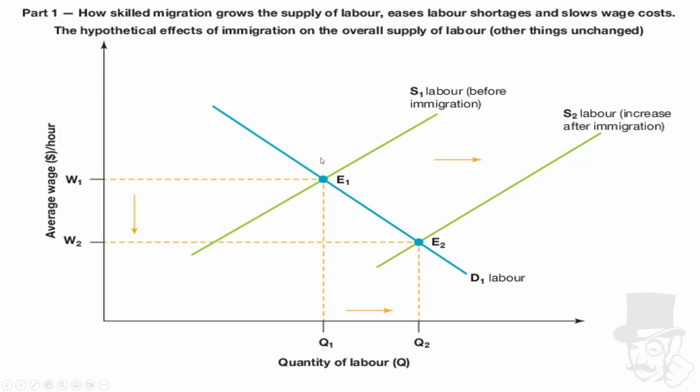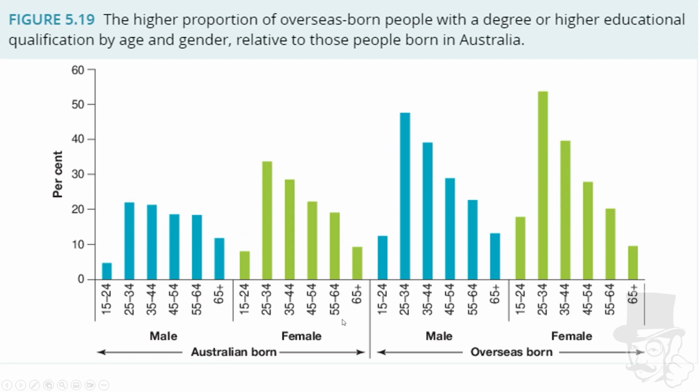So here's how increased supply of labour due to migration causes the downward pressure on wages. Also, Australian born versus overseas born, you could see that the amount of people with degrees or higher qualifications is quite higher through immigration. So immigration allows for better productivity in theory.